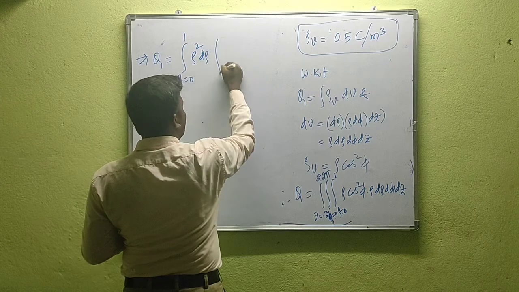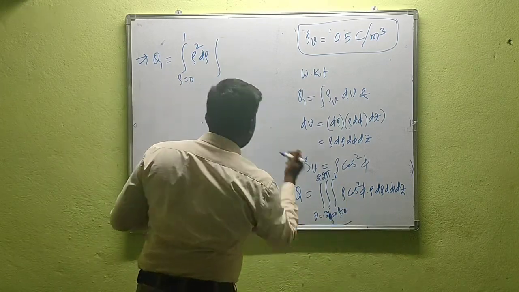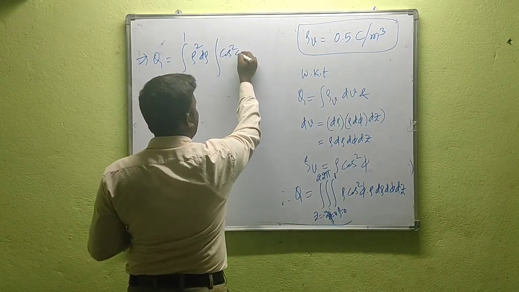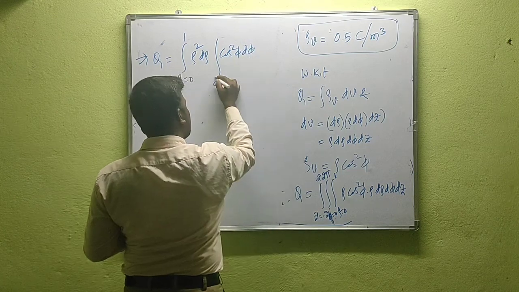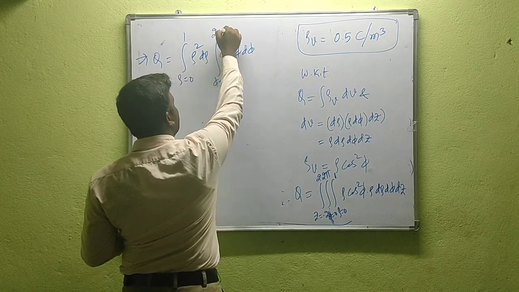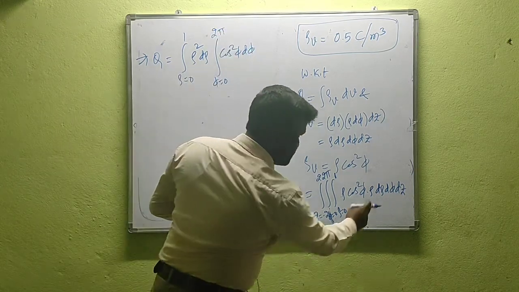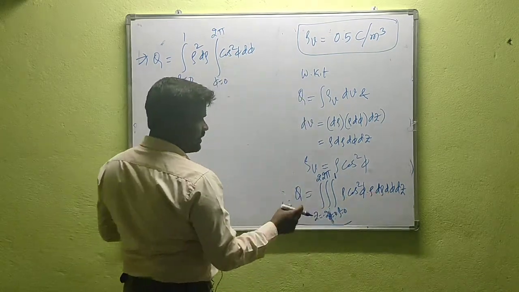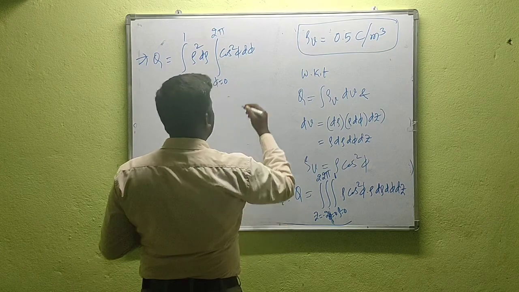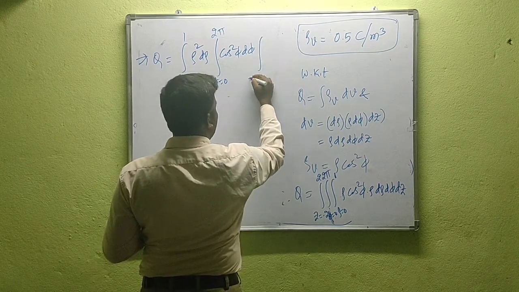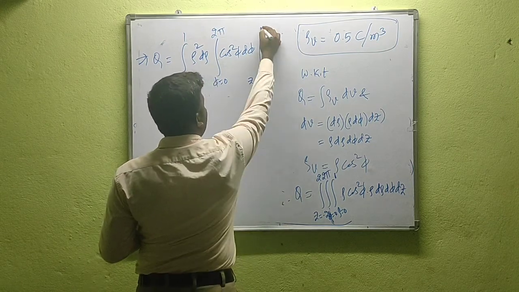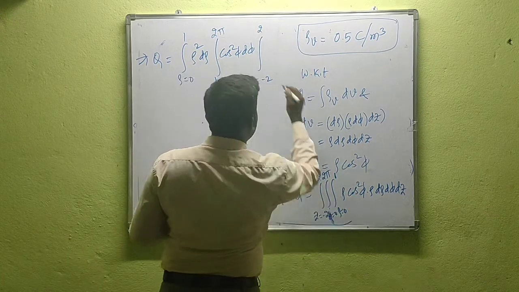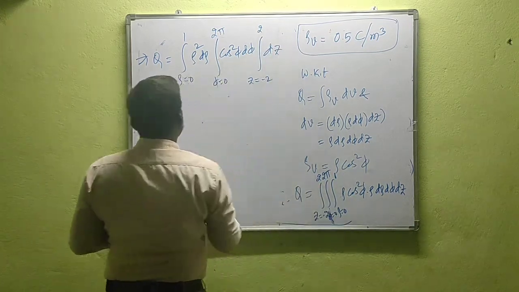Next go for φ terms. So we have cos²φ dφ. The φ limits are 0 to 2π, and the last one is z. So what about z? ρ dρ, that is ρ² dρ, and cos²φ, and the last one is dz. So z is varied from -2 to +2, and here we have dz.